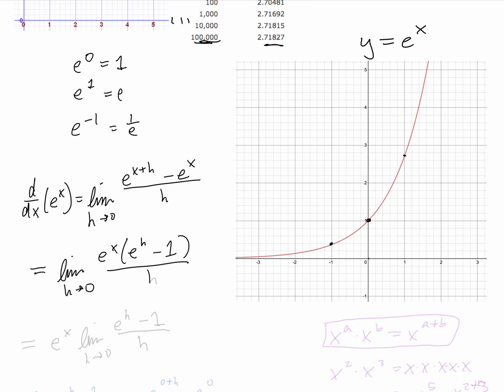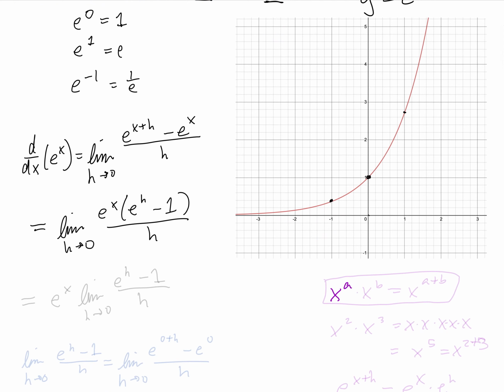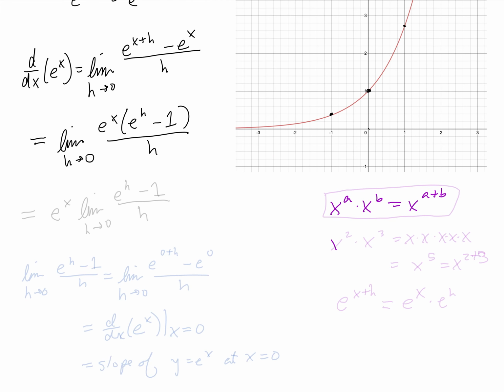So that's the limit as h goes to 0 of e to the x times (e to the h minus 1) over h. If you're wondering about that step, remember that in general, x to the a times x to the b is the same thing as x to the a plus b. So for example, x to the 2 times x to the 3: x times x is x squared, x by itself 3 times is x cubed, and how many x's are there? There's 5 of them, x to the 5th. So that was x to the 2 plus 3.